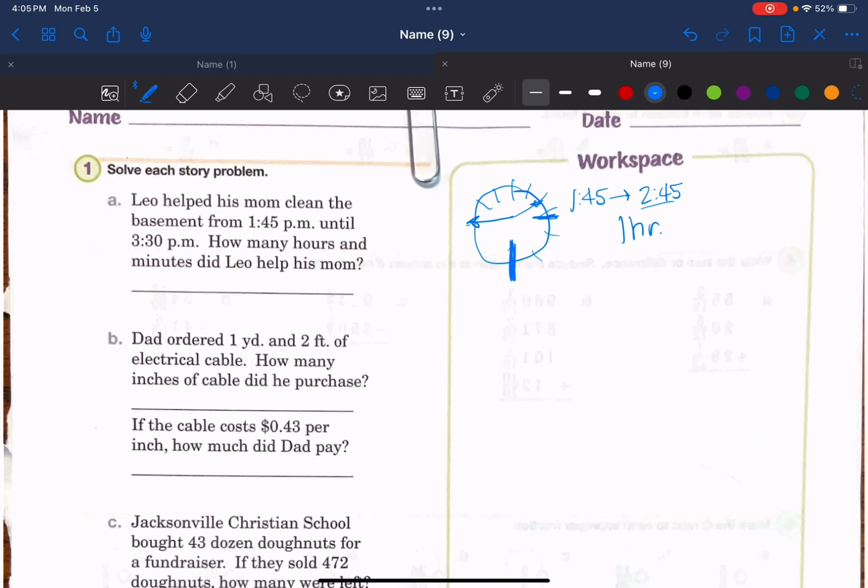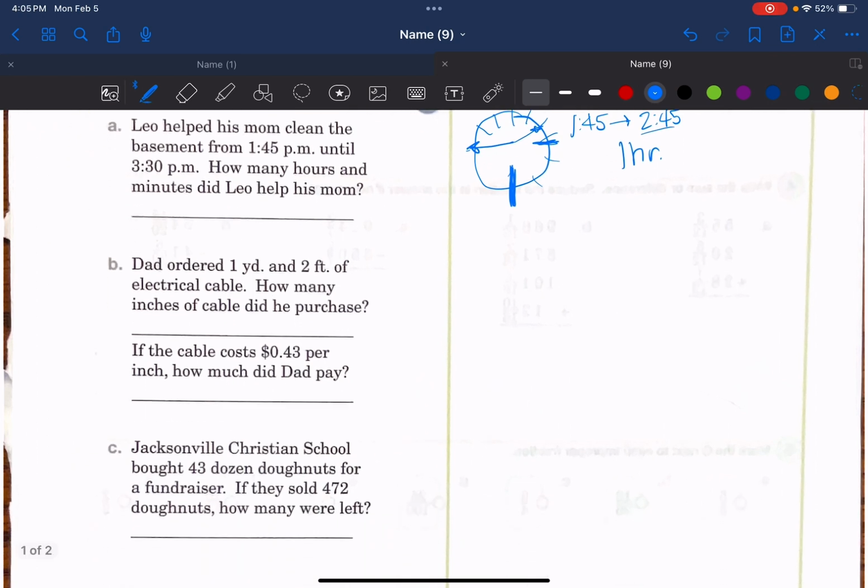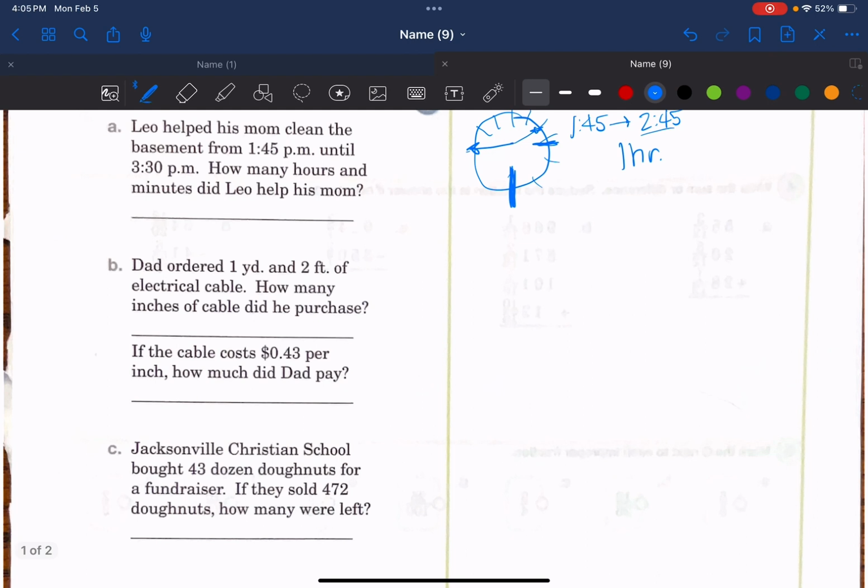B, Dad ordered 1 yard and 2 feet of electrical cable. How many inches of electrical cable did he purchase? So I see 1 yard and 2 feet, and yet the answer needs to be in inches. So I would write out exactly what I see, and I'll change colors. I see 1 yard, and when I see the word and, it means plus, because it's 1 yard plus 2 feet equals, then it says blank inches.